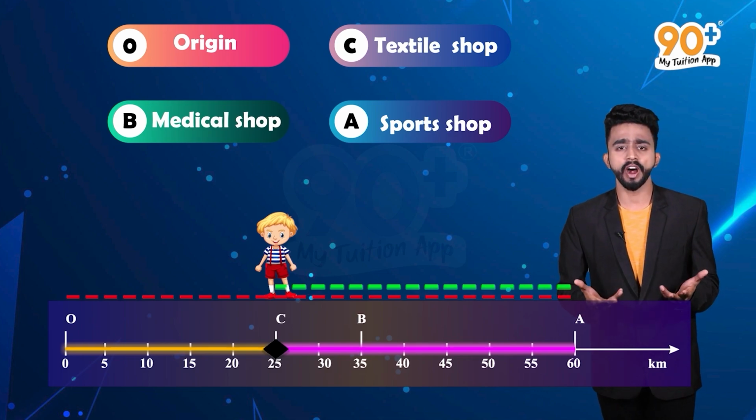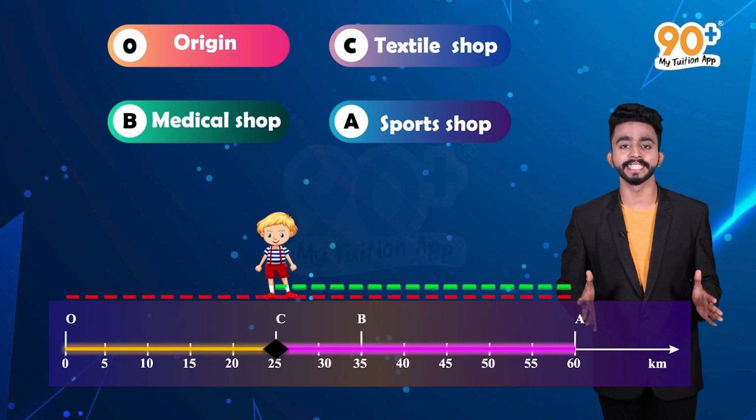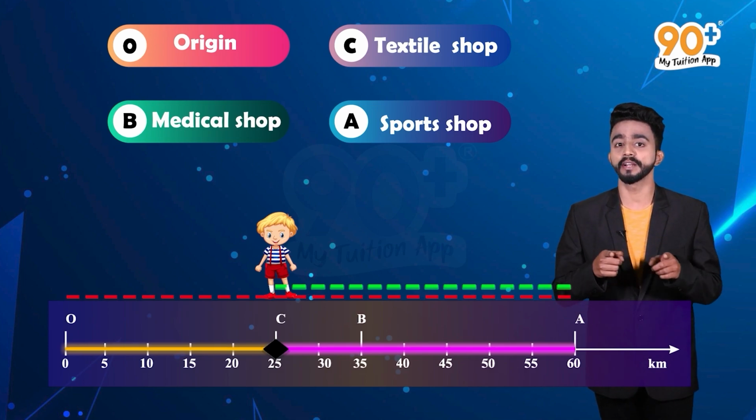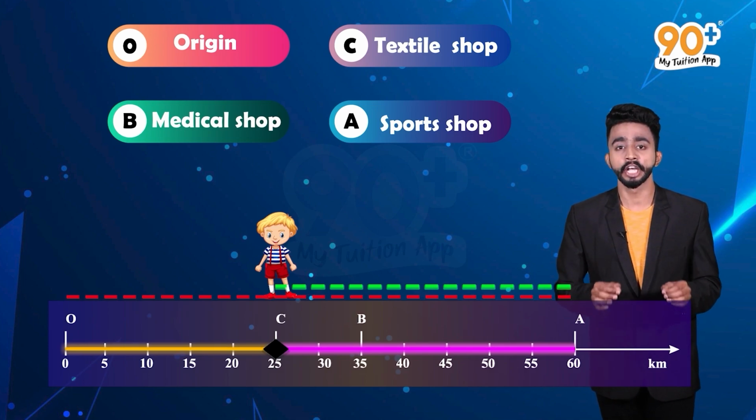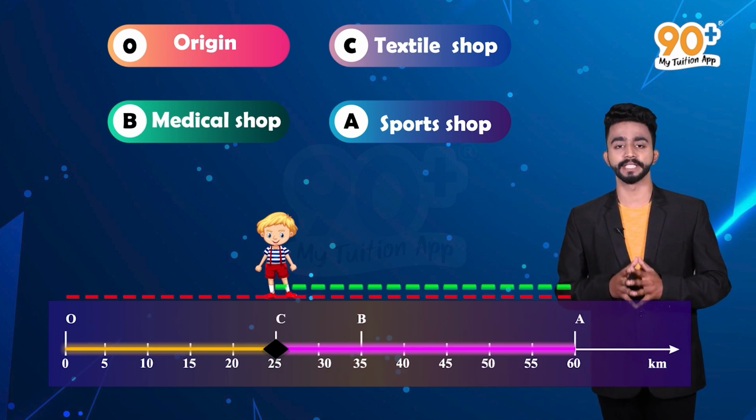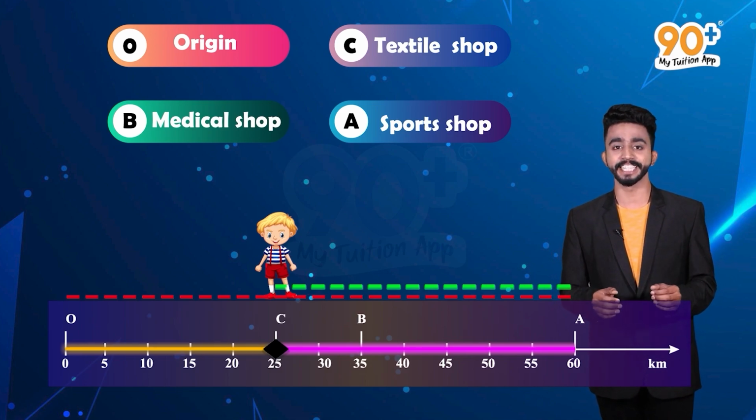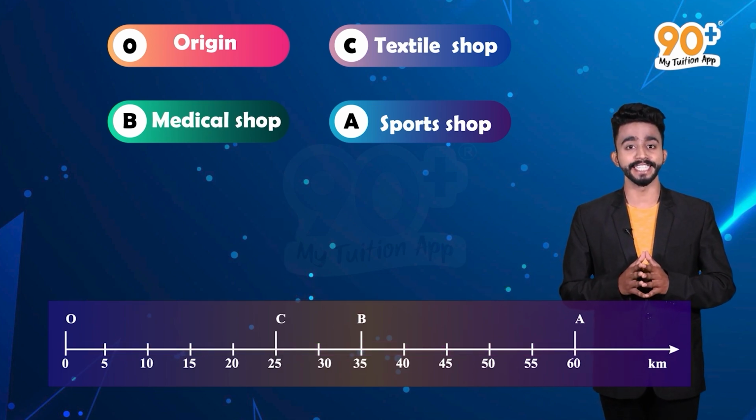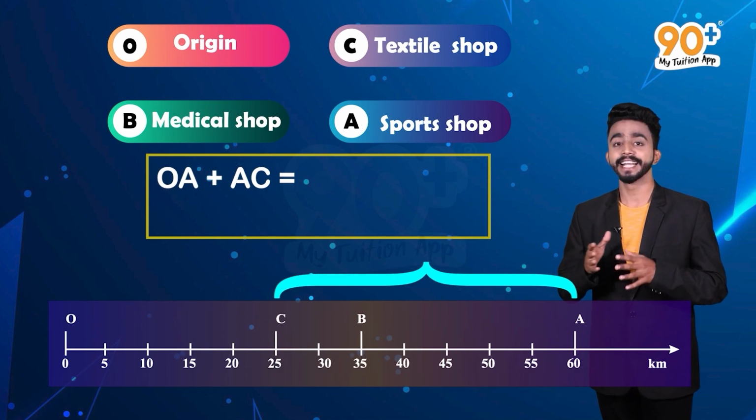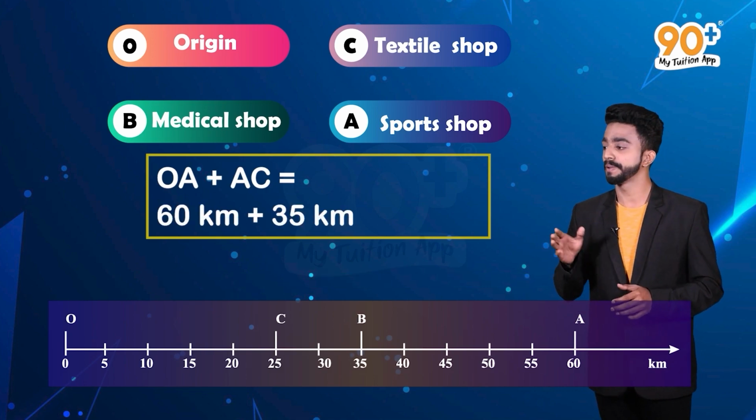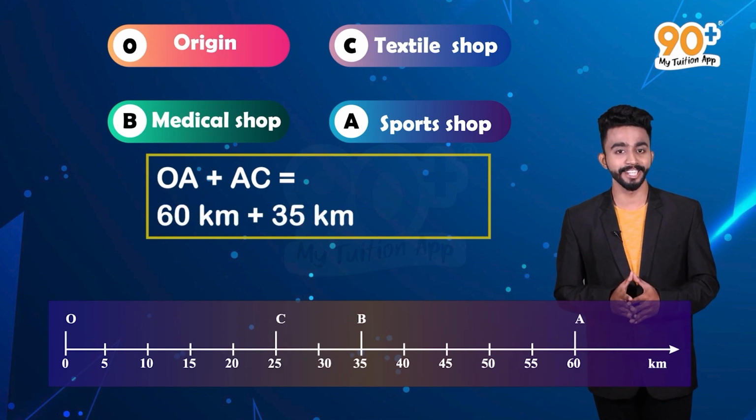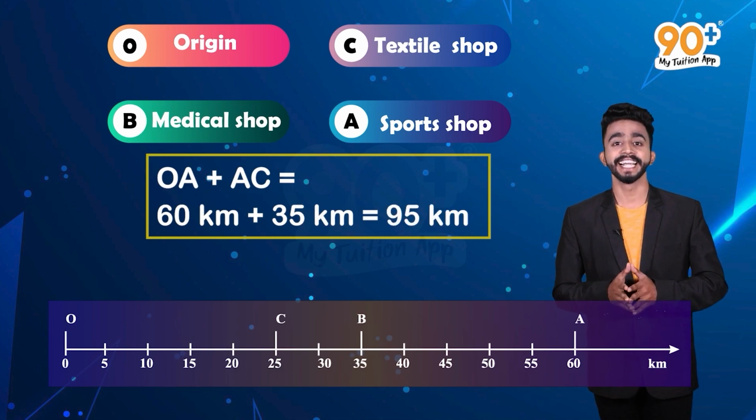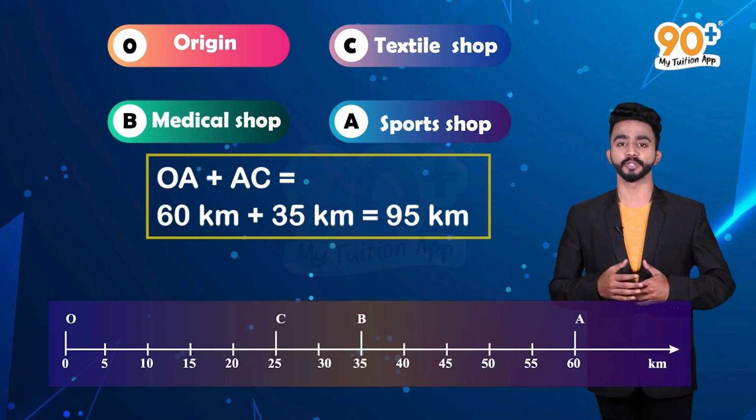So here what will be the total path length covered by Raju? We have already studied that the total path length is the total length or the distance covered by an object. Based on the representation, we know that the total path length covered by Raju is OA plus AC, that is 60 km plus 35 km, that is equal to 95 km. What is this value? Yes, it is the distance covered by Raju.